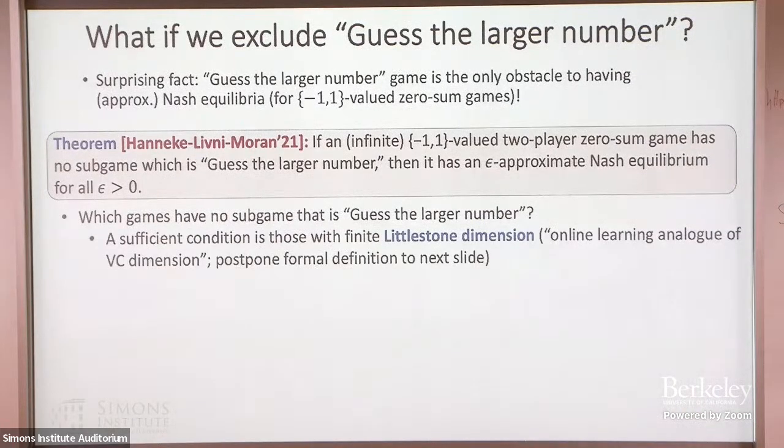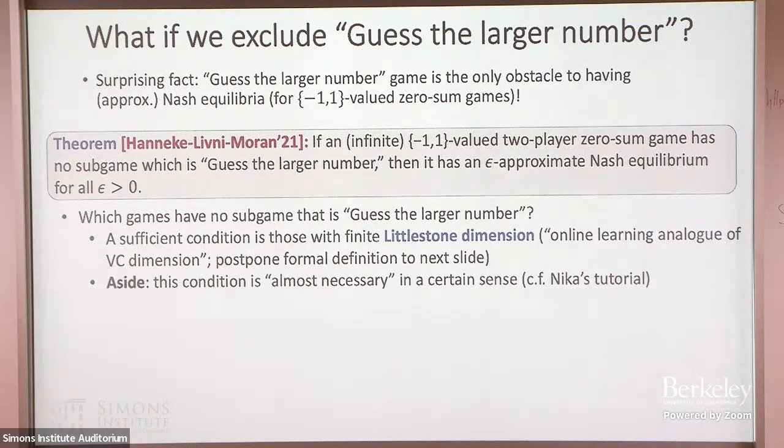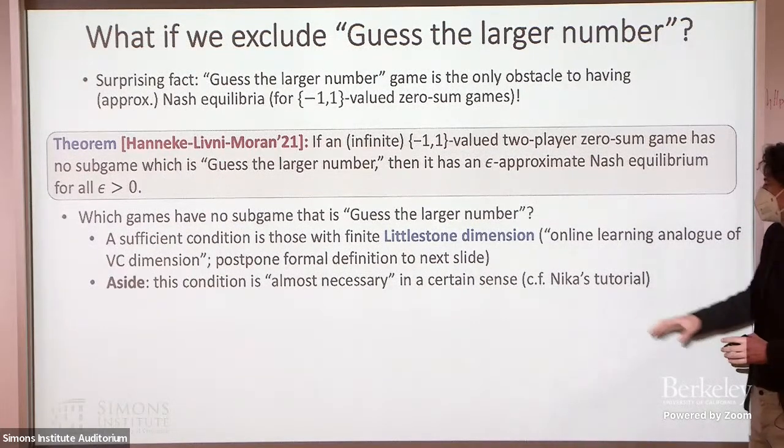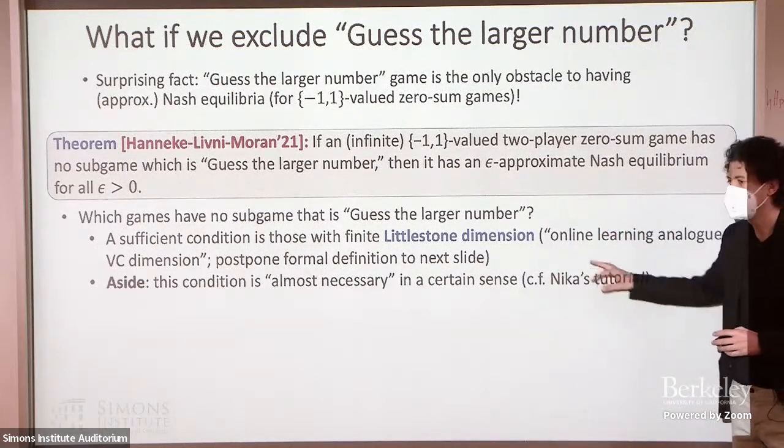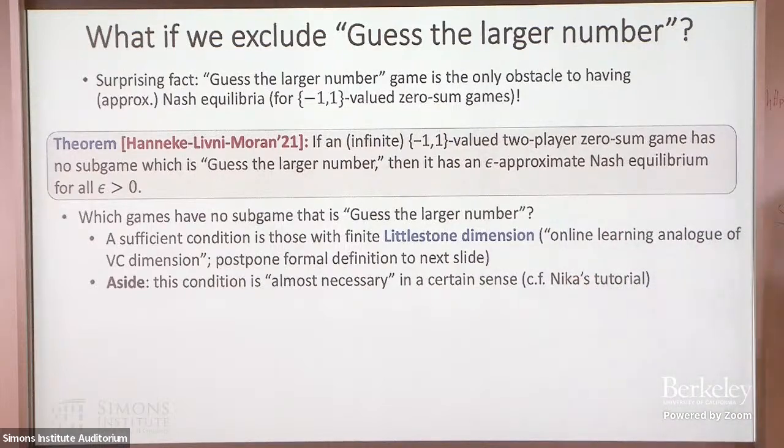Here's a sufficient condition. If your Littlestone dimension is bounded, and I will postpone to the next slide what this means, then you don't have the guess the larger number game. And also this condition, having a bounded Littlestone dimension, is in a sense almost necessary. You can look at more details in the paper with Noah Golowich, and also Nika tomorrow is going to talk about that a lot.